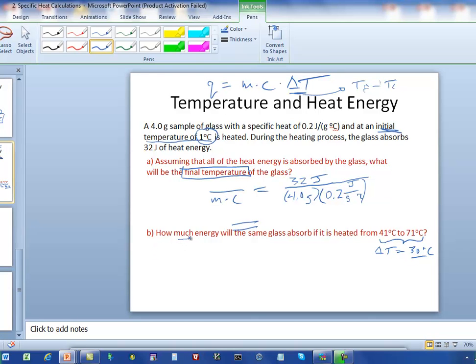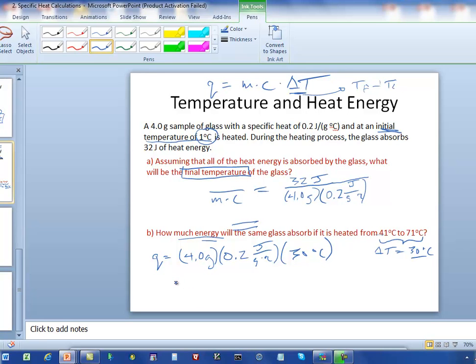So the question is, how much energy? All right, so this time we're going to be solving for Q, and so we're not going to have to solve for anything. So let me go ahead and just put some values in. So we know the mass. Again, it's the same piece of metal, so 4.0 grams. We know that the specific heat is 0.2 joules per gram degrees Celsius, and we know our delta T is 30 degrees.